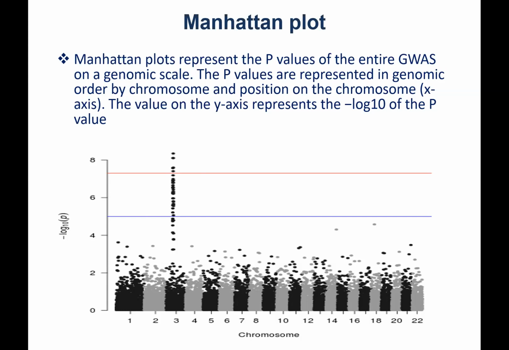If we have a very significant association, that means the p-value is very small, so the log p-value is very big. So we can set some cutoff. Here we can see a peak on chromosome 3. So this region could be our target region. The variants or genes in this region may be associated with a certain disease.